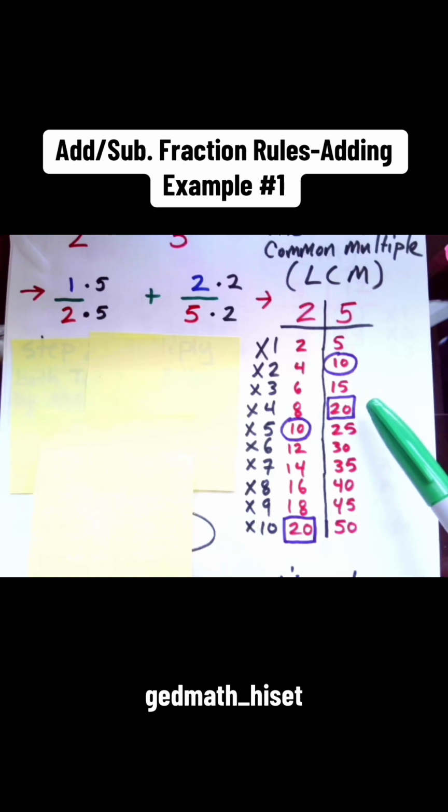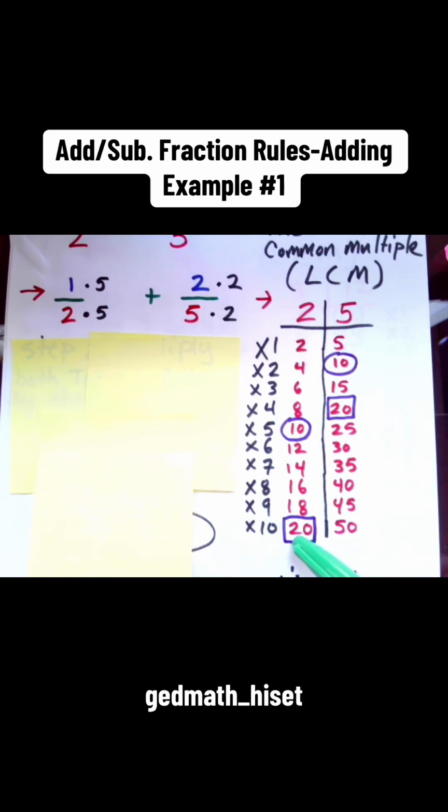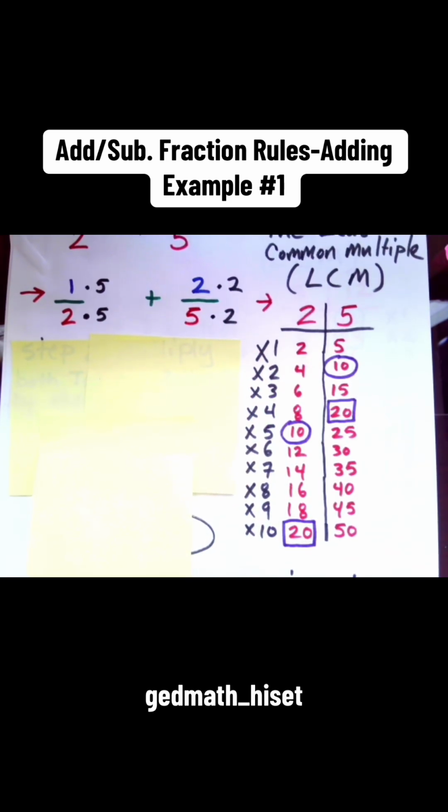Now I'm going to stop there for the sake of time, and you can see here both 5 and 2 share 20. But it's not the least common multiple that we can find. Here we can see that 2 times 5 is 10 and 5 times 2 is 10. So they both can share the same common denominator of 10 by multiplying 5 times 2 and then multiplying 2 times 5, which is what you see up here in this step above.